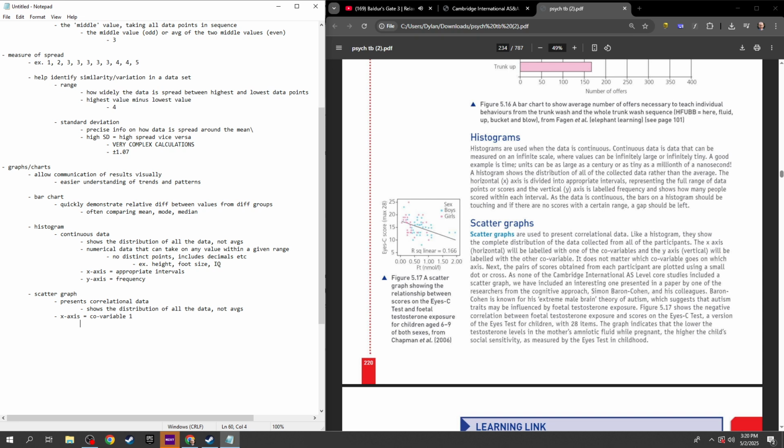So x-axis is simply covariable 1. And the y-axis is simply covariable 2. It doesn't matter which covariable goes on which axis. Next, the pairs of scores obtained from each participant are plotted using a small dot or cross. Every data point plotted as a dot or cross.